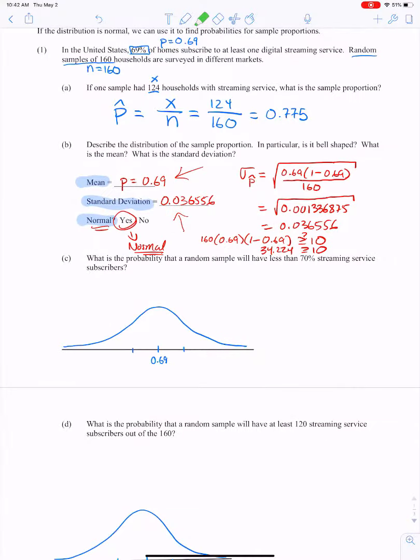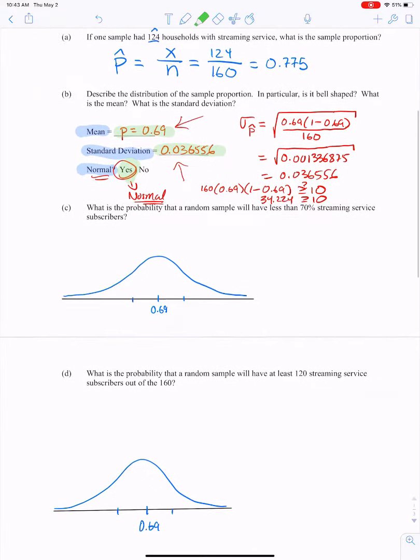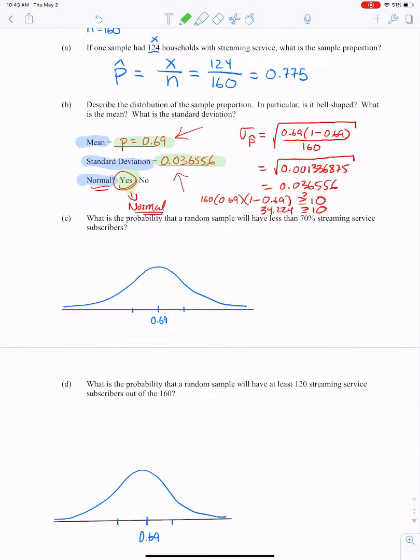Okay, so now we can use the properties of this distribution to find the probability that a sample proportion is less than, or greater than, or between things. So we know that the mean was 0.69 and the standard deviation is 0.036556, and we know that it's normal. Yes, we knew it was normal. So I already drew the normal curves for part C and part D, and now we will try to figure out what that means.